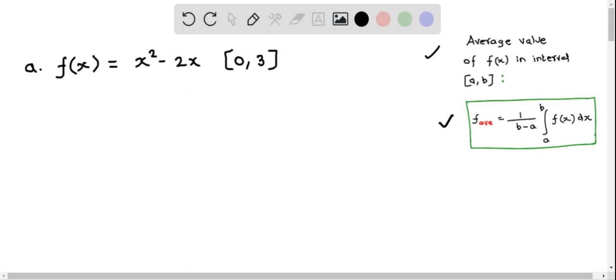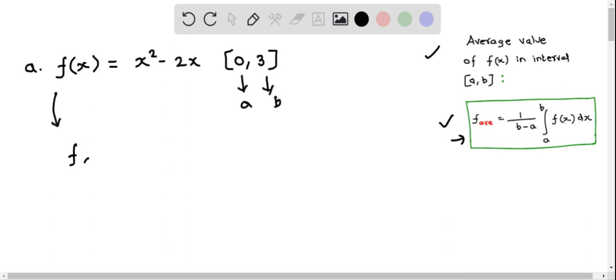So we will be using this formula to determine the average value of this function. So let's use this formula to determine the average value of this function f of x. So first we determine the a and b. So we see that a equals 0 and b equals 3.